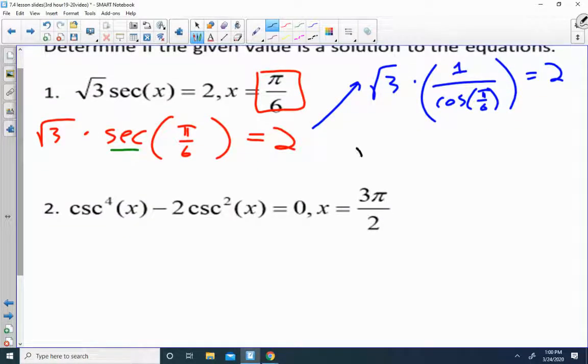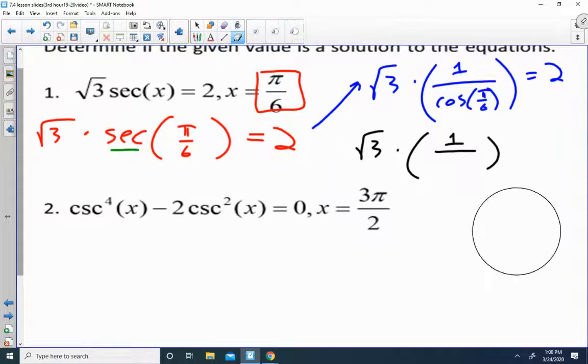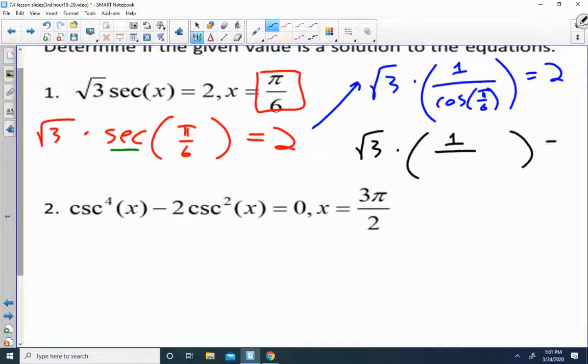So we're going to do square root of 3, and then 1 divided by cosine of pi over 6. So cosine of pi divided by 6 is going to give you a really nasty decimal. Now, I want to warn you here. Do not round the decimal. Whatever you do, do not round the decimal. And the decimal we're going to get is 0.866025404. That's what we get so far.